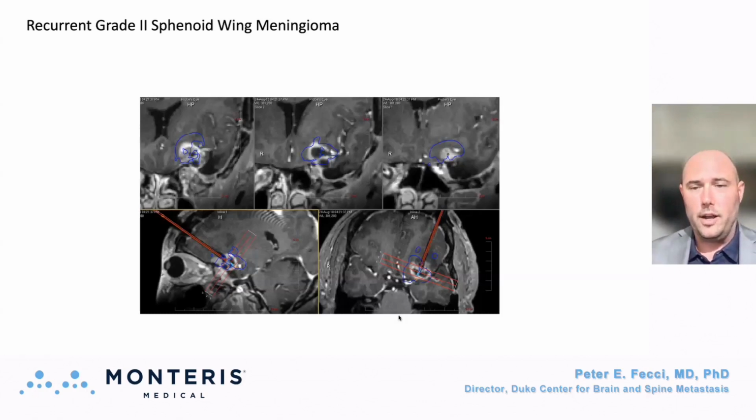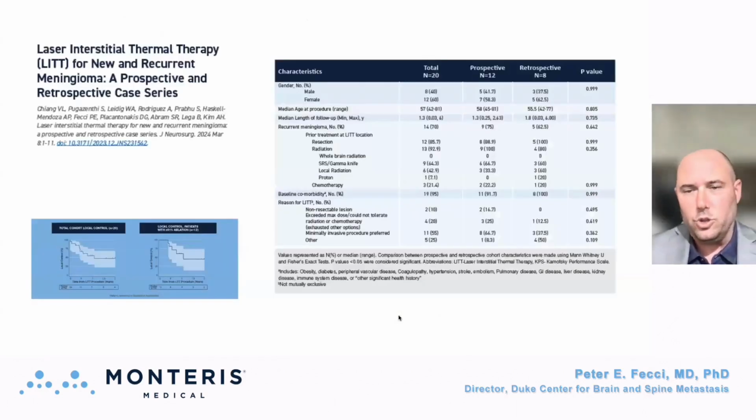So we're trying to not have to go back in with an open surgery here. The lesion was small enough in a location that we felt we could access it, and we had very good coverage with the laser and offered a good surgical result. We're not the only ones with that idea, and we've contributed this case to a larger study looking at LITT for both new and recurrent meningioma.